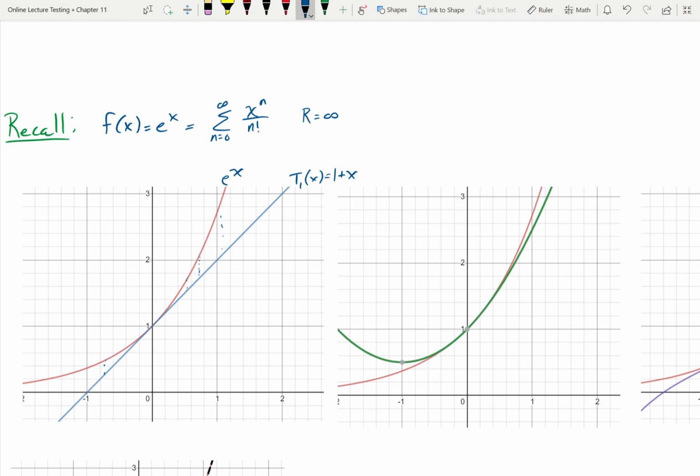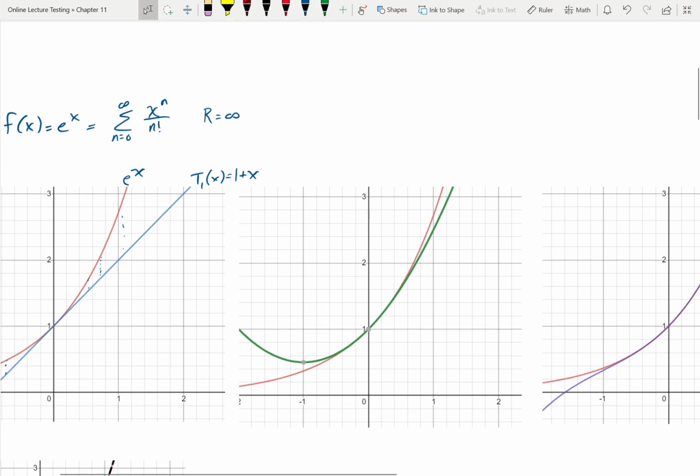All right, so let's bump it up. If we look at T sub 2 of x, the second degree Taylor polynomial, x squared over 2, and e to the x, notice that we're fitting that curve a lot better until this point, and then it starts separating out between the two.